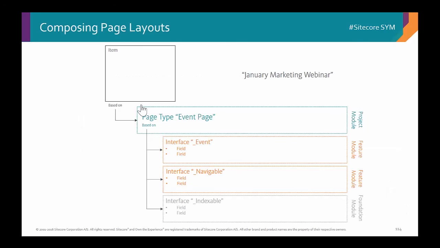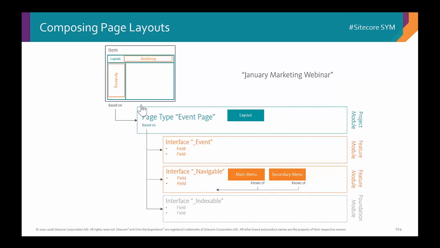So, yep. Composing page layouts. Just an example again, the January marketing webinar. We've got the layout of the page. The layout lives in the project module, in our project layer module, and we've got two renderings. We've got the main menu and the secondary menu up there, and those live in the feature module called navigation. So that's wired in that way.